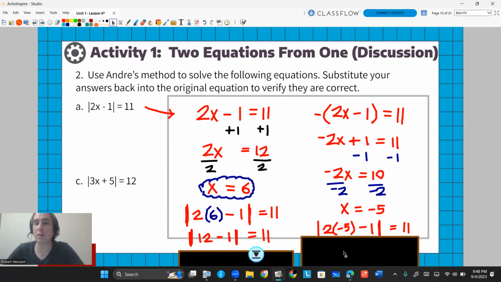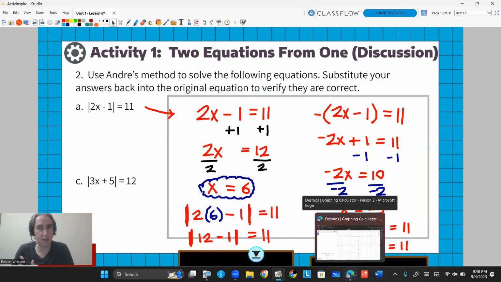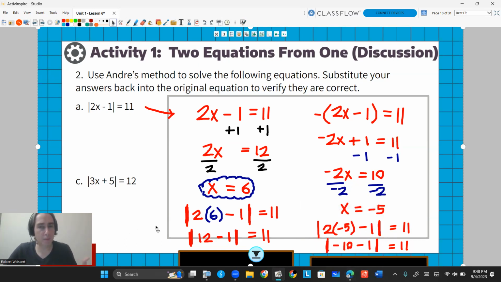Plugging that back in, you'll get 2 times negative 5, which is negative 10. Negative 10 minus 1 is negative 11. The absolute value of negative 11 is 11. So we're going to go through each of those equations that you see on activity 2 in that same manner. Again, pause it, and try them on your own if you haven't done so.